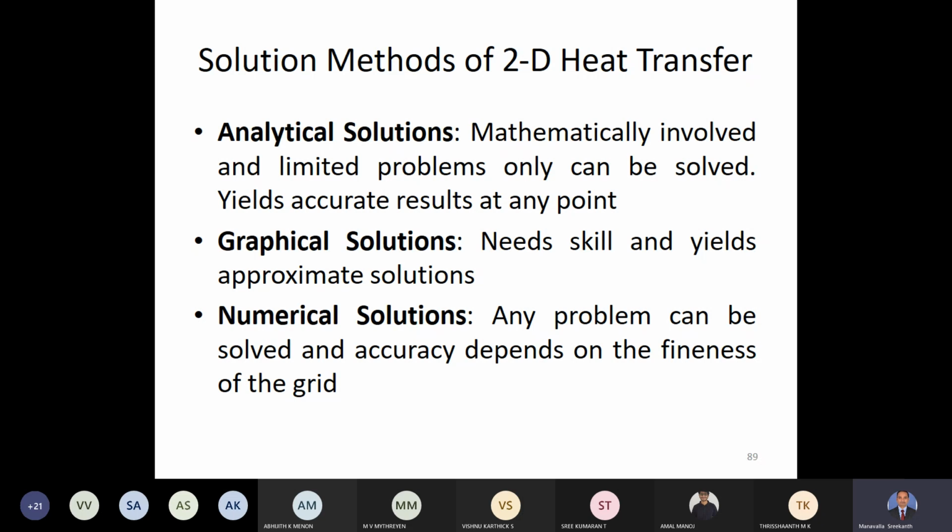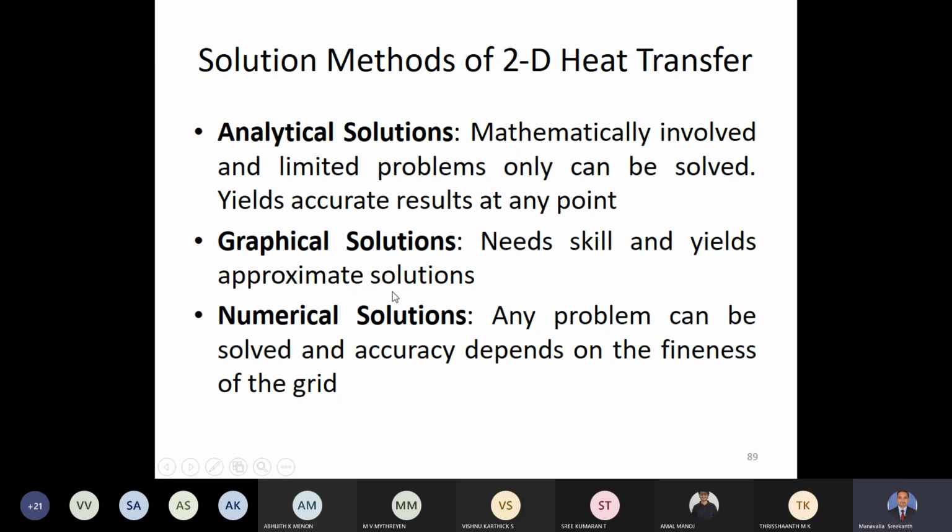So what are the solutions available? The first one is the analytical solutions. We have seen that there are some derivations possible. The equations looked a little bit complicated, but they give accurate solutions, but their application is limited. Only simple problems can be solved analytically. These analytical solutions are also called closed form solutions. These are based on mathematics, the solutions of ordinary differential equations or partial differential equations, which are based on calculus. The next one is the graphical solutions.